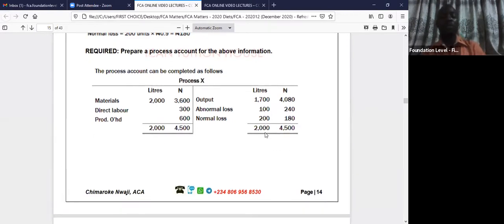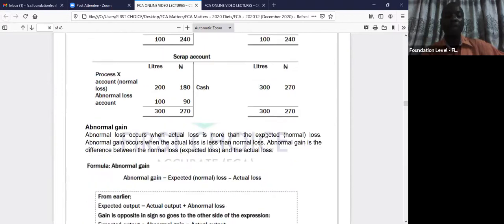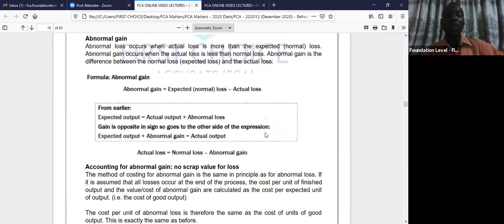Okay, we now go to when there is an abnormal gain. When there is an abnormal gain, it means that what you expected to gain from the process, you got more than that. So in case you are expected to get 1,800 units, you now got 1,900 or 1,850. That extra is abnormal gain.